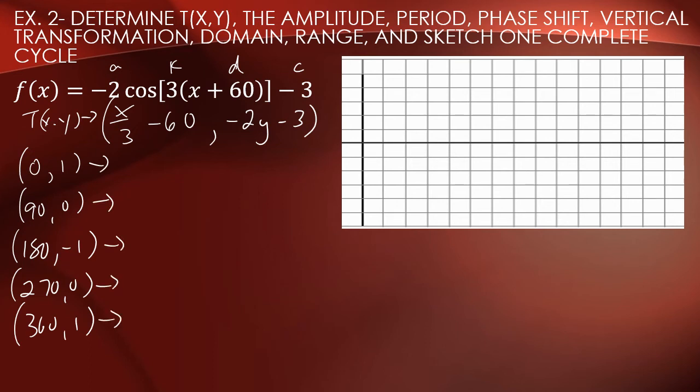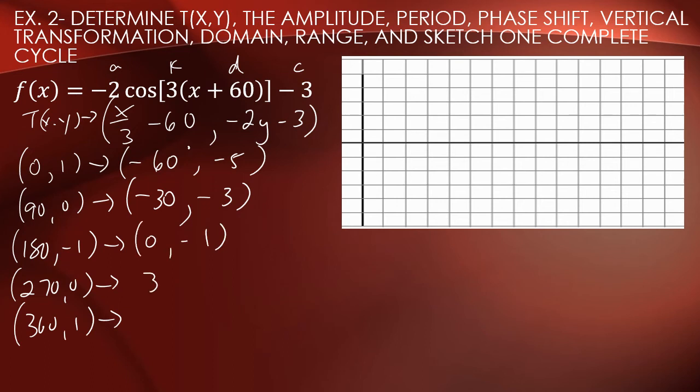Just like the last example, I would challenge you to try to come up with the transform points on your own, pause it, and then come back and check your answers. If you did try this on your own, hopefully you get these: negative 60 and negative 5, negative 30 and negative 3, 0, negative 1, 30, negative 3, and 60, negative 5. If you got that, give yourself a right-handed pat on the back.